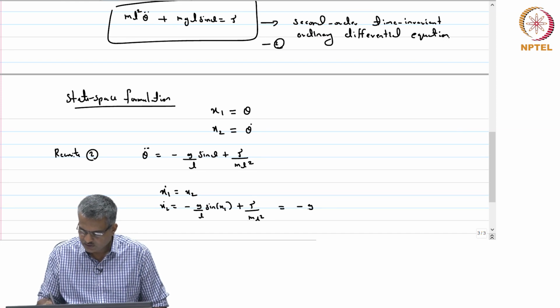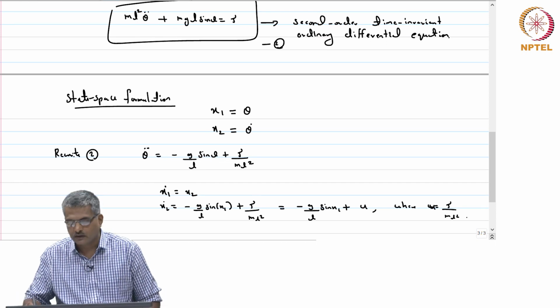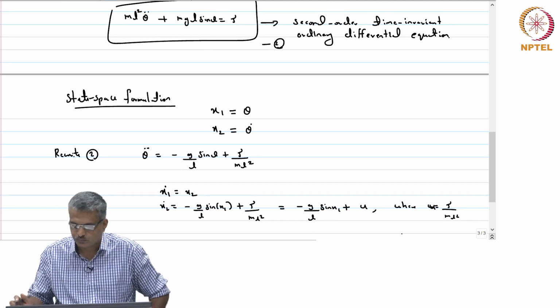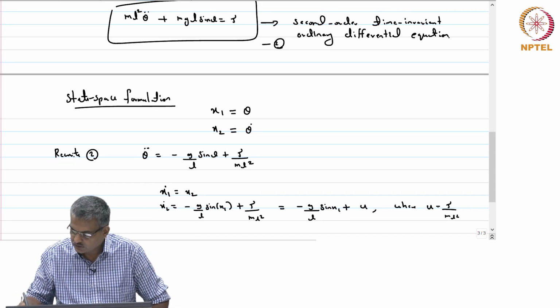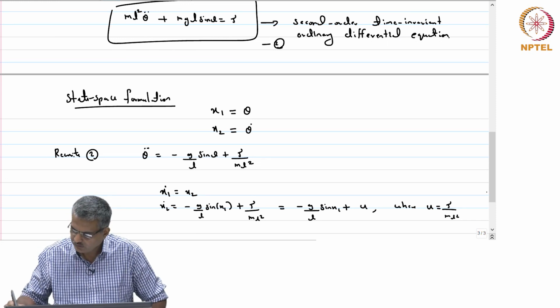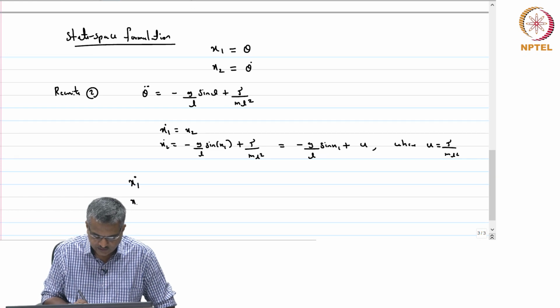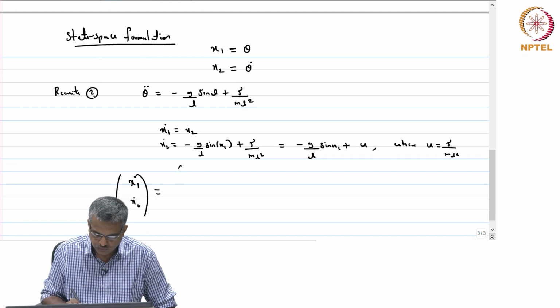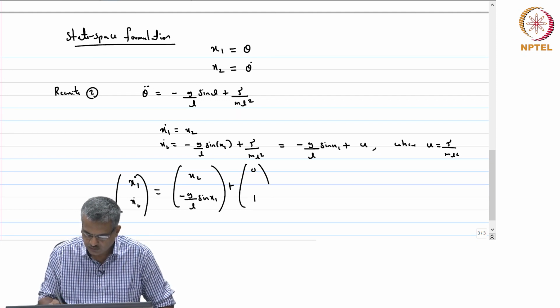For notational convenience, we will simply write this as u, where u is tau by ml square. I have just redefined the variable as u, because in controls u is identified with the control input. Okay. So, again let us write down the system: x dot in vector notation is equal to [x2; minus g by L sin of x1] plus [0; 1] times u.